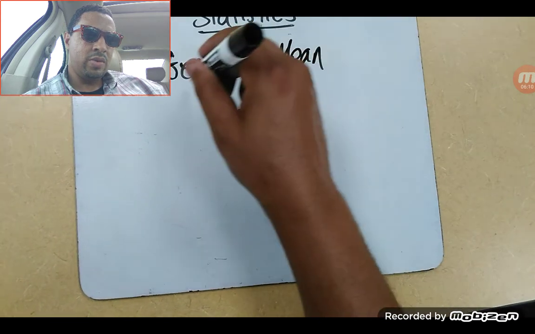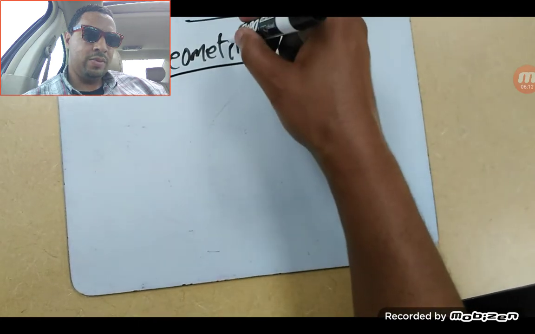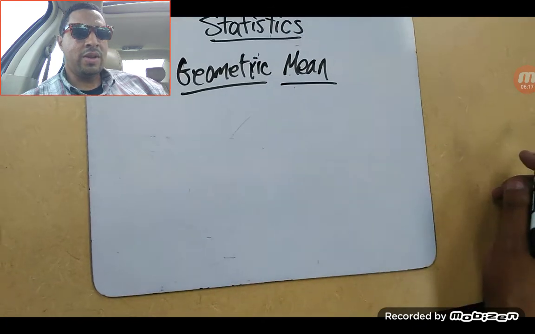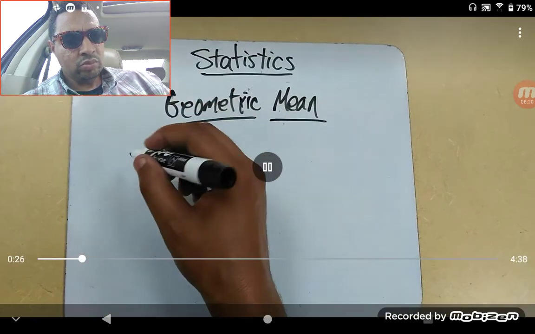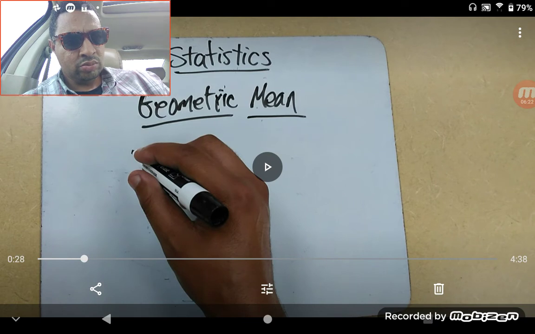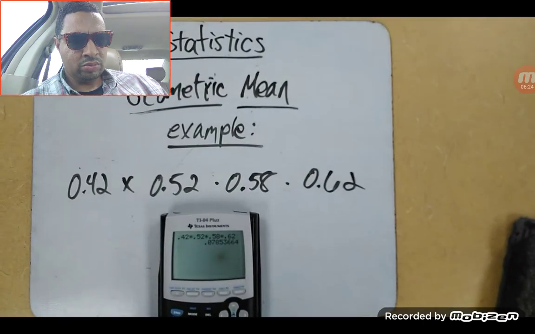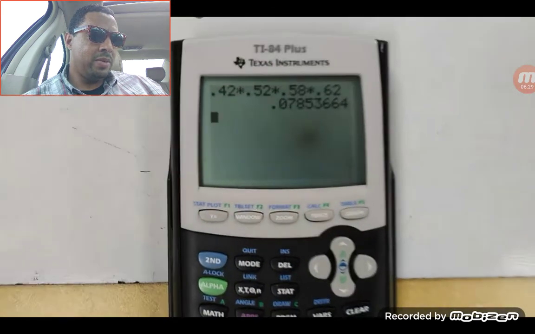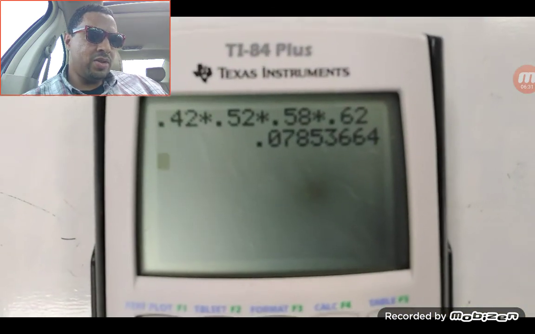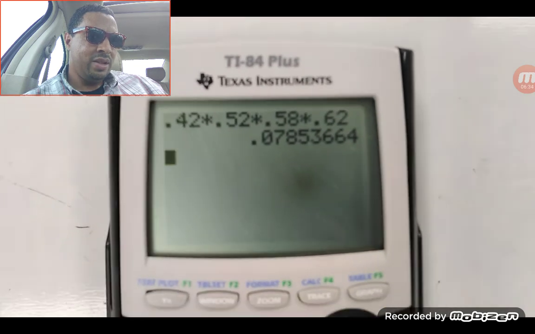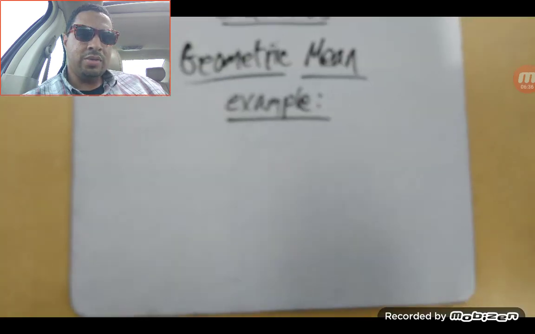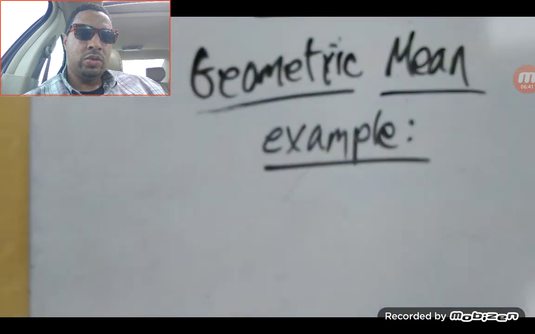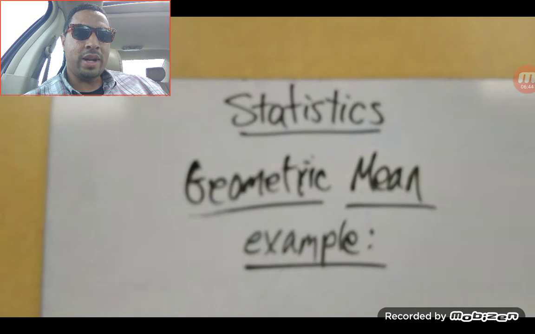That's our geometric mean. So we use our calculator here to multiply it out, and our answer came up to be 0.07853664. We just multiply it out. Use our calculator to speed it up a little bit. Multiply, I can't stress that enough here.